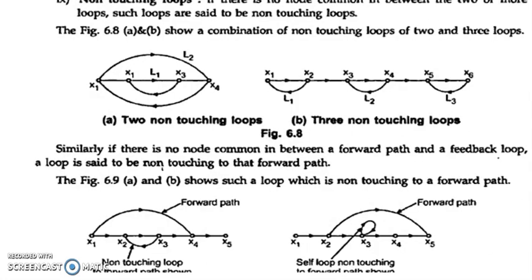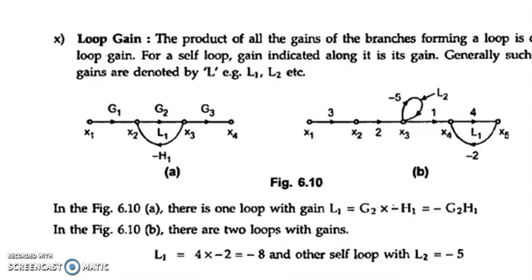Now you have the concept of non-touching loops shown in the diagram, figure 6.8a. You have three loops. One is x1 to x4. Other one is loop L1, x1, x3, and there is a feedback path. Then you have the other one, x1, x3, x4 and x1, and then L2 and x4. So in this, there are only two non-touching loops. Now if you see figure 6.8b, you have three non-touching loops. So this is the concept of non-touching loops.